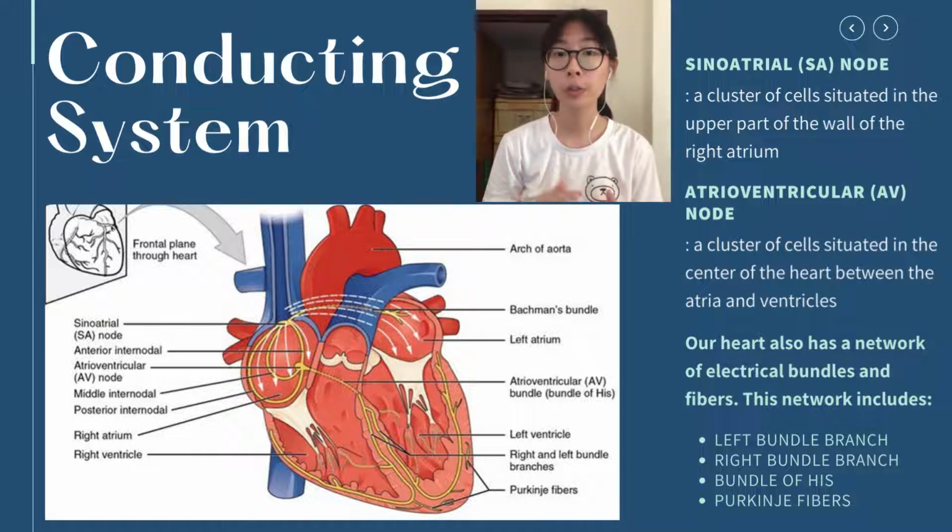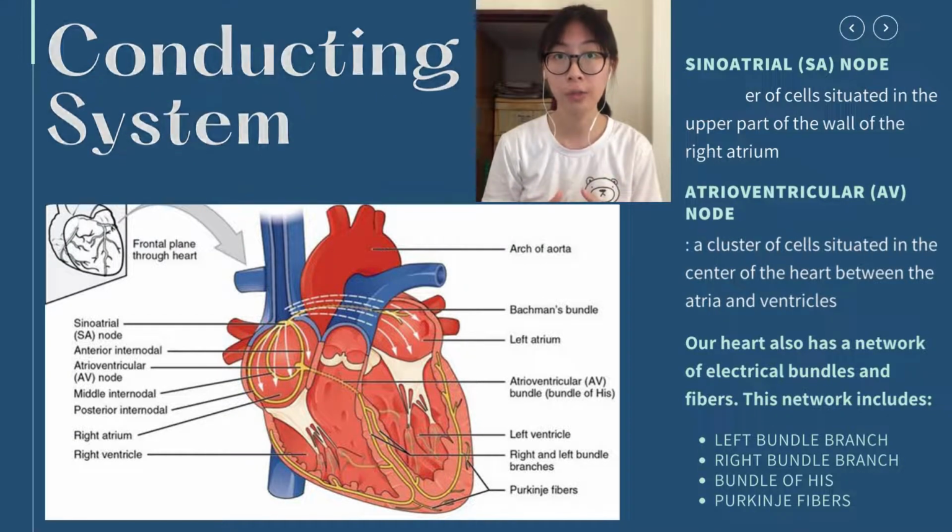The atrioventricular node is a cluster of cells situated in the center of the heart, between the atrium and the ventricle. Its function is to carry the electrical signal from our heart's upper chambers to its lower ones. Our heart also has a network of electrical bundles and fibers. This network includes the left bundle branch, right bundle branch, bundle of His and also Purkinje fibers.